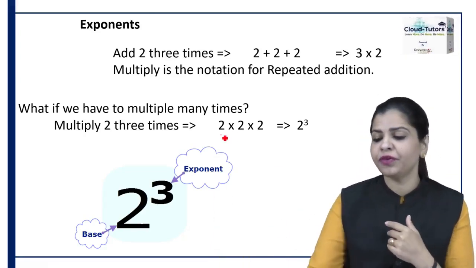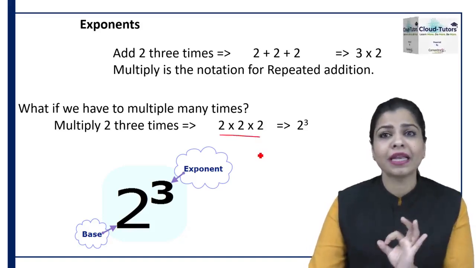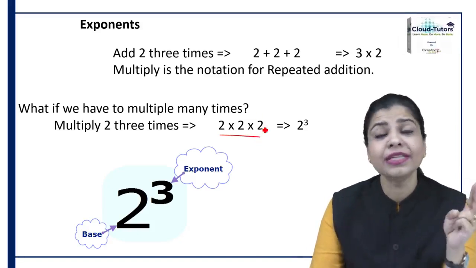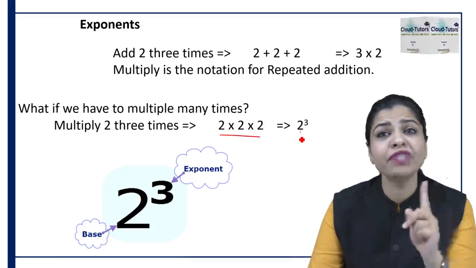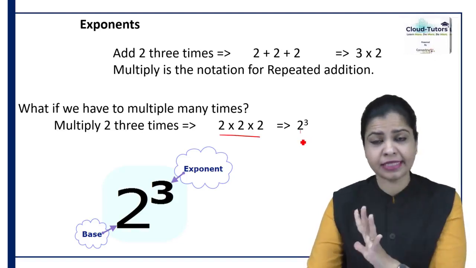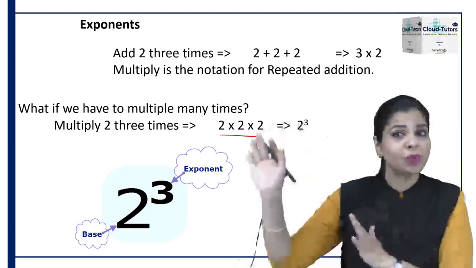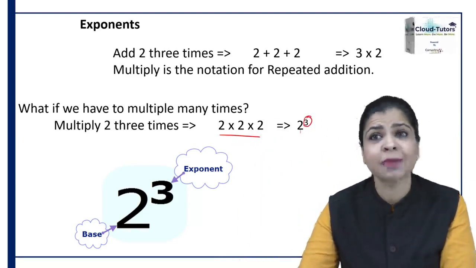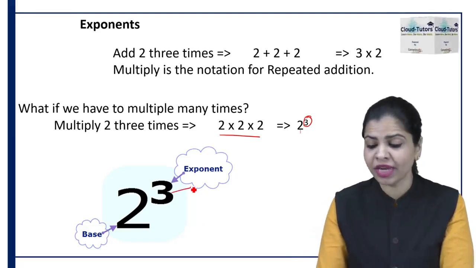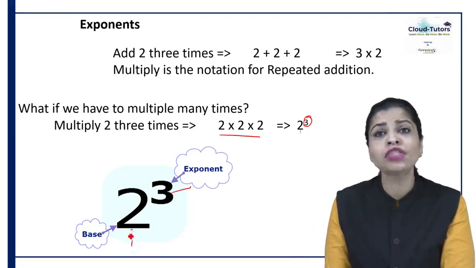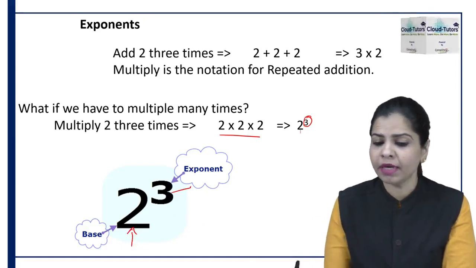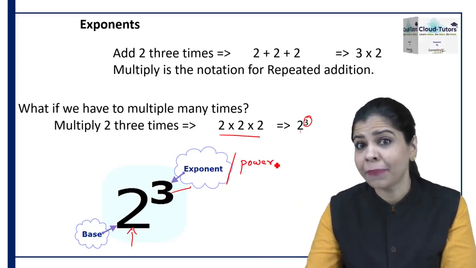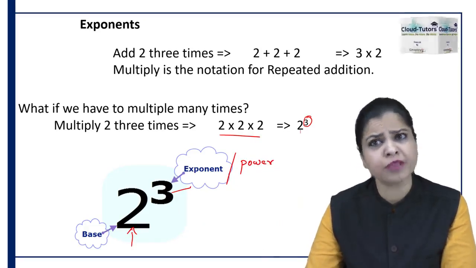So what do you do here? See, if you repeatedly multiply, in this particular example I'm multiplying 2, and I am multiplying it 3 times. The number which is being repeated is written as it is, and towards its right, on its head, I write the number of times it has been multiplied. So this 3 is called the exponent and 2 is called the base. Remember, it is also called the power. Then exponents and powers.